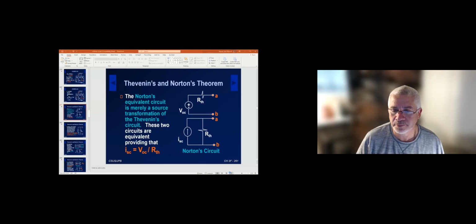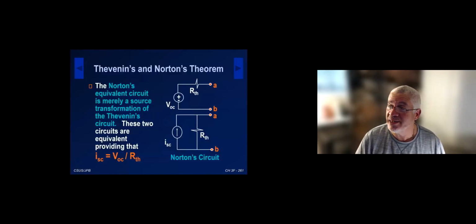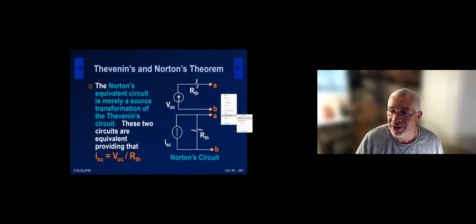So I'm going to show you the Norton model. The Norton model is at the bottom right of my screen. I put the Thevenin model above and the Norton model below on purpose. The Norton model, in essence, is a source transformation. So you can go from the Thevenin model to the Norton model by simply doing a source transformation.